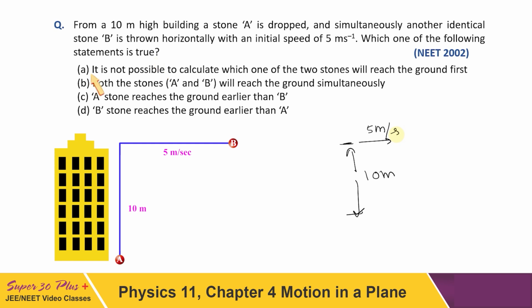The first option is, it is not possible to calculate which of the stones will reach the ground first. Is it possible? Of course it is, because t can be written as root under 2h by g, just as we had seen.